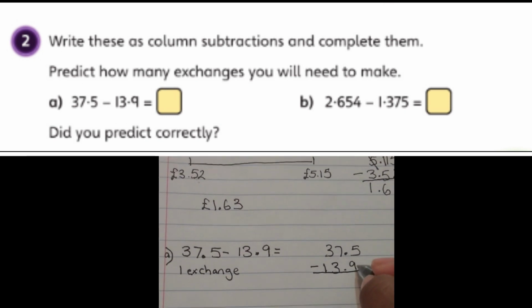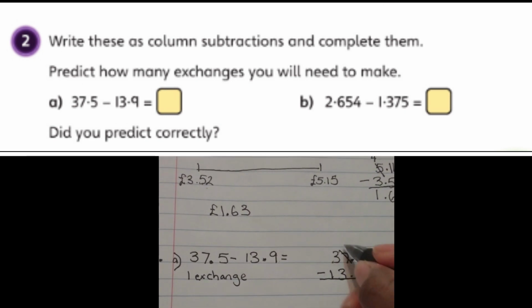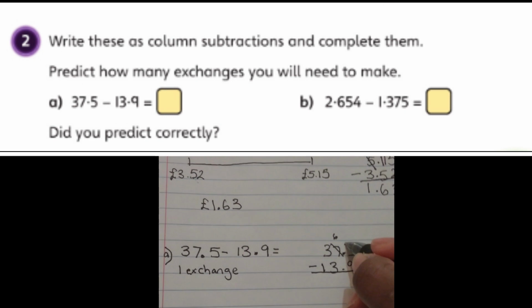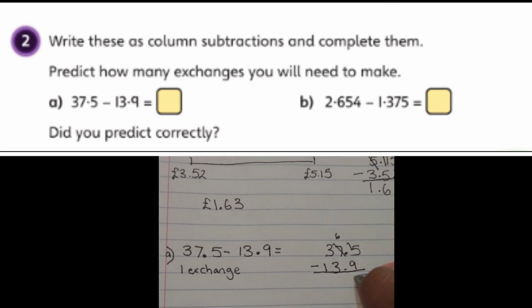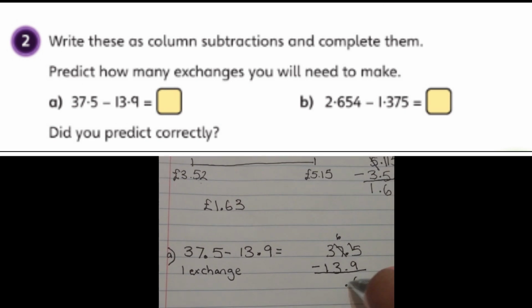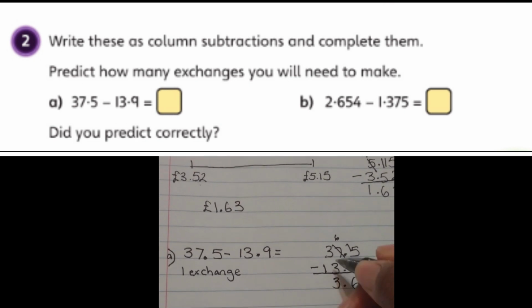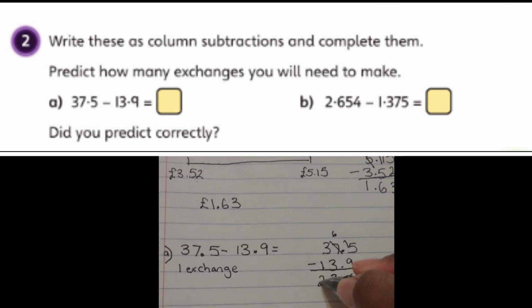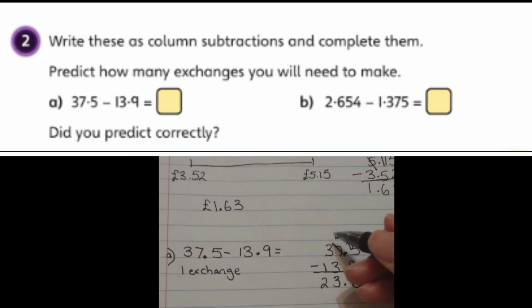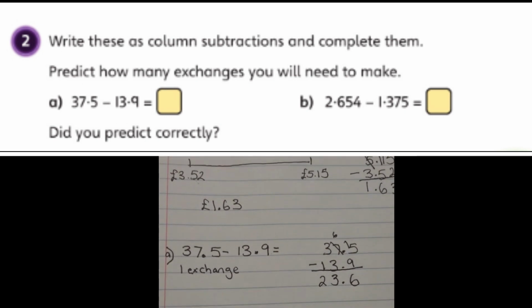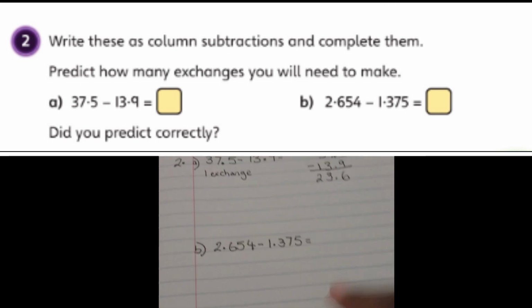All right, more on the floor, go next door. 7 becomes a 6, 5 becomes 15. 15 take away 9 is 6, put back my decimal point. 6 take away 3 is 3. 3 take away 1 is 2. So I was right, I only had one exchange, and I found my answer. Let's move on to the next one.